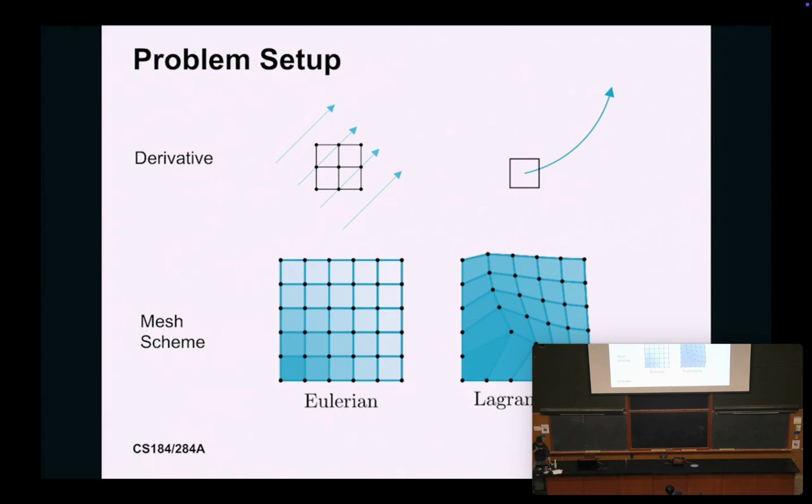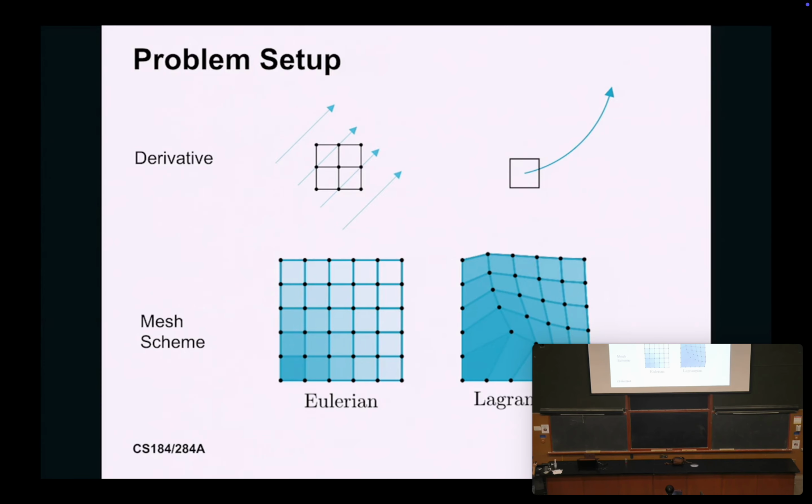So there are 2 main schemes, and the Eulerian one you could think of as sort of what you're used to. You have a grid, and you imagine a fluid flowing underneath everything, and the grid stays constant. So you can calculate your differentials easily, just in between each grid cell.